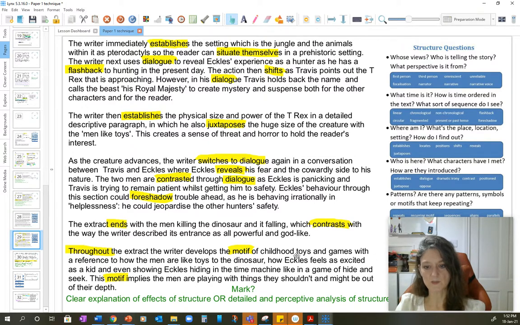So by spotting this motif, childhood toys, I think I've got some nice analysis down here. So I think I've got the one perceptive point. The other thing that I think, if I have a look at my comment on the next page, I'll explain it, is I have got detail in this answer. It's a really detailed answer. And I do keep referring back and linking the ideas together. So that gives a real sense of detail.